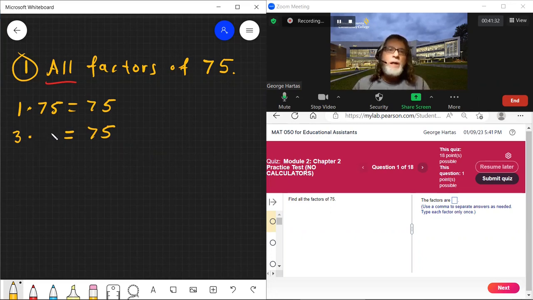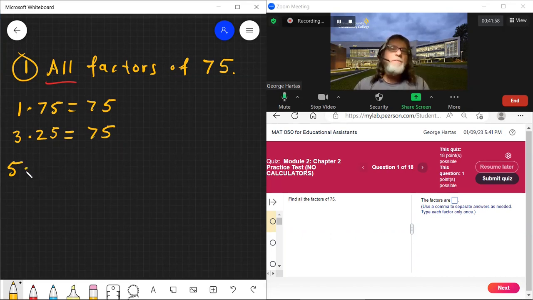3 of what type of coins will give you 75 cents? 25, you said, correct. So 3 times 25 is 75. In fact, no even number, 4, 6, 8, will divide into an odd number. So we're going to skip all the even numbers. So let's jump over to 5.